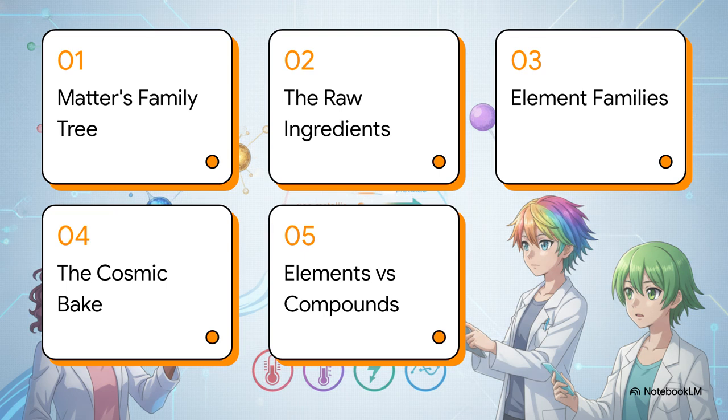Here's our recipe for today's bake. First, matter's grand family tree. Second, elements, the raw ingredients. Third, meet the element families. Fourth, compounds, the cosmic bake. And finally, number 5, elements versus compounds.